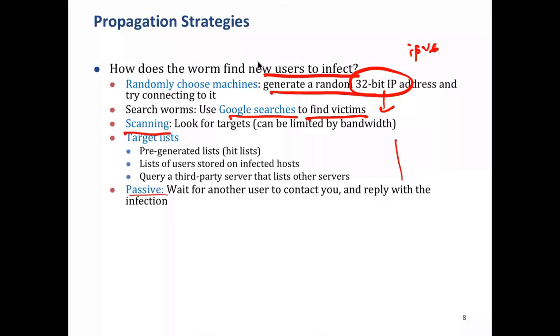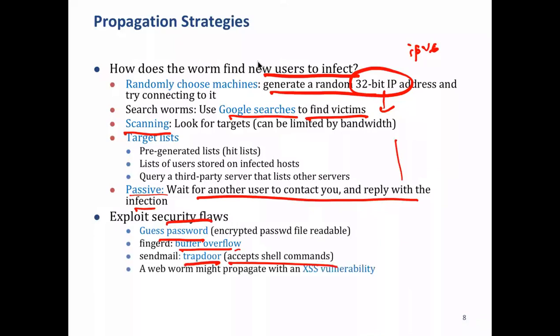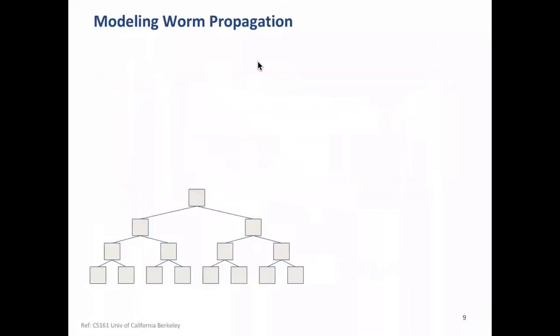Or it could be passive, wherein it waits for a user to contact it and reply. And then once it gets into another machine, it finds security flaws. Like it can attempt to guess a password, a system password, for example, or it can cause a buffer overflow, or it can use a trapdoor or backdoor, which we'll study later. Or it can use a web vulnerability, a kind of cross-site vulnerability. We will not get time to study this, but please Google it and find it out.